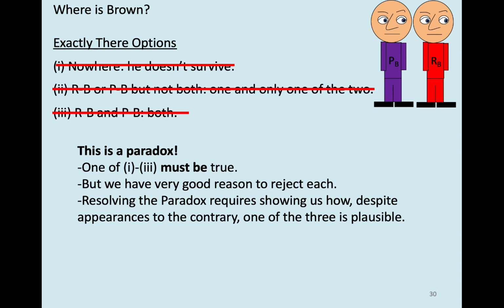I suggested you could think about how to resolve this paradox, and in this segment we'll consider how Parfit resolves the paradox. Here's what he says. He says that in fact, Brown survives in both Purple's body and Red's body. So Brown is wholly located, that is, the entire person Brown is in Purple's body. And Brown is wholly located, that is, the entire person Brown is in Red's body.